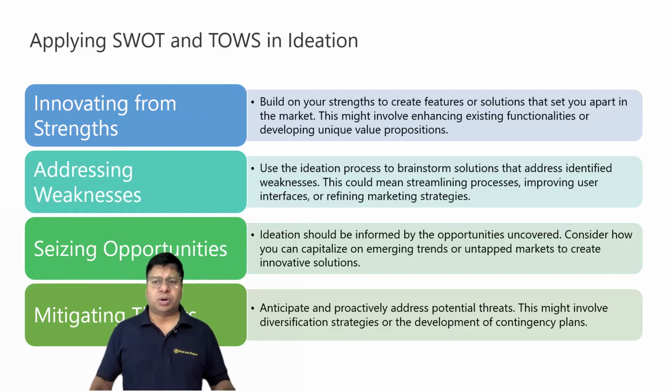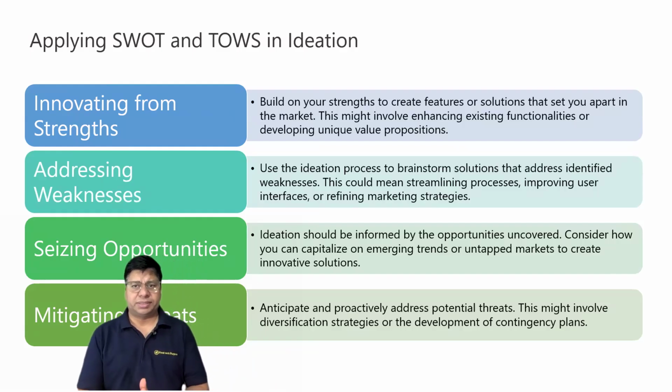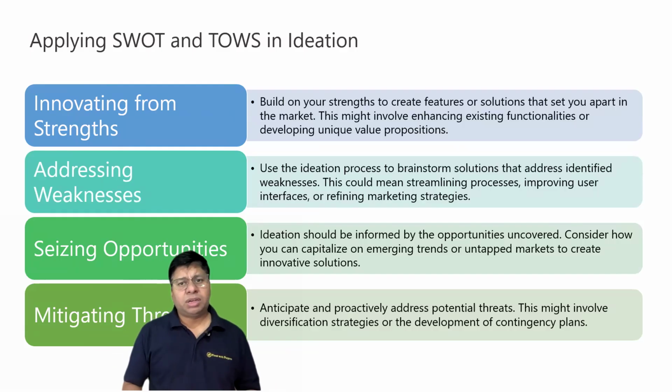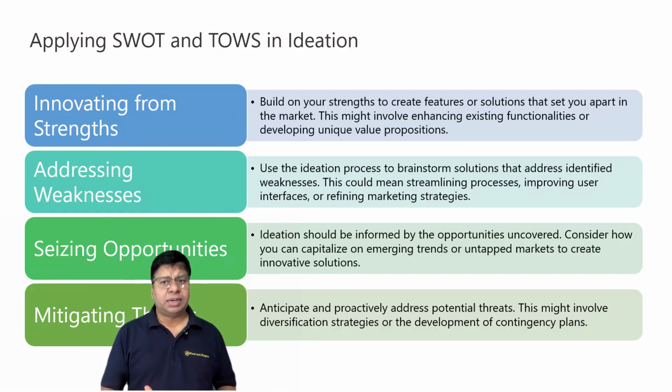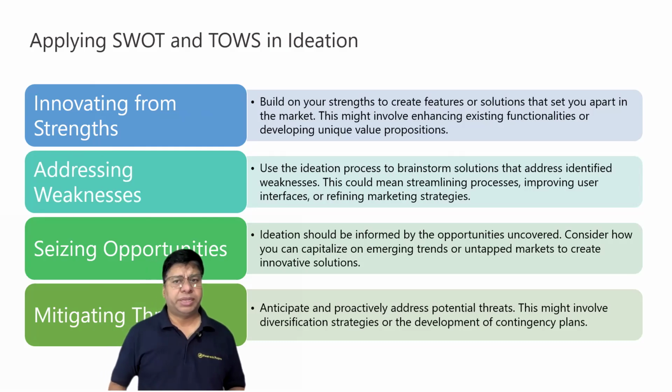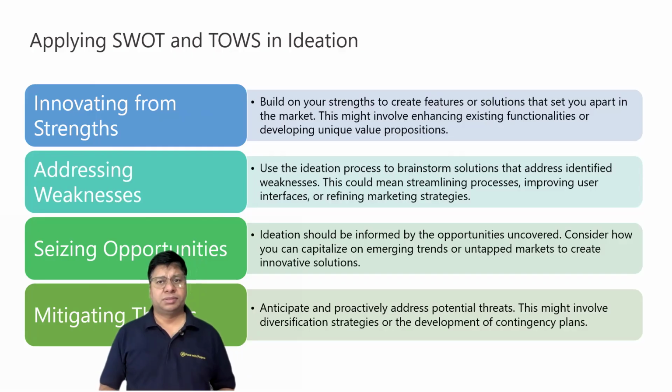Let's now bring SWOT and TOWS into the ideation phase. First of all, innovating from strength. Start by asking, how can we use what we are good at to create features users will love or the competitors can't match? So, innovating from your strength.